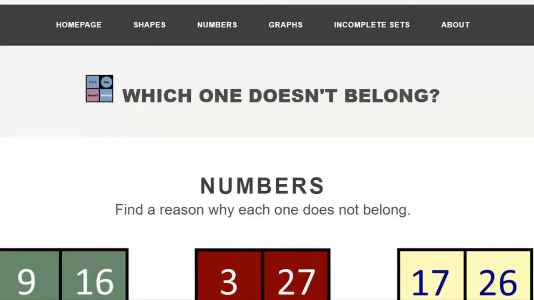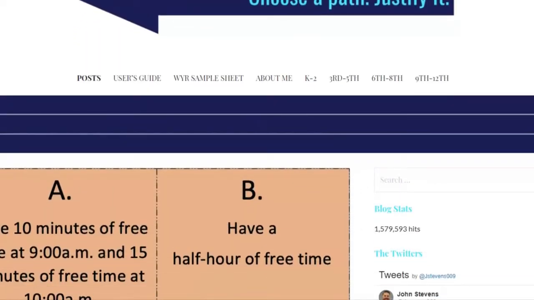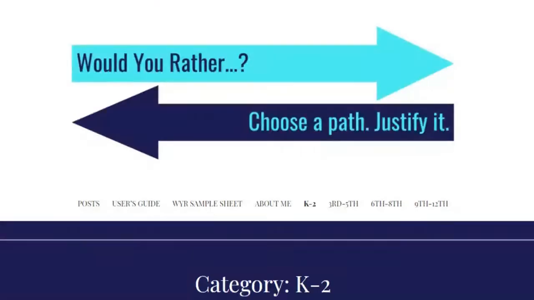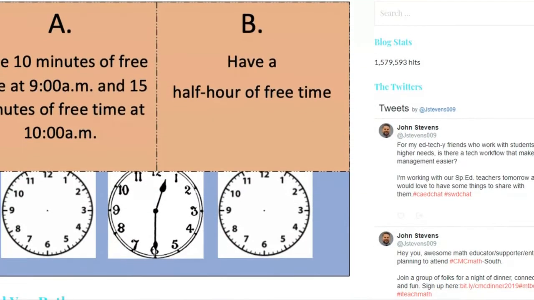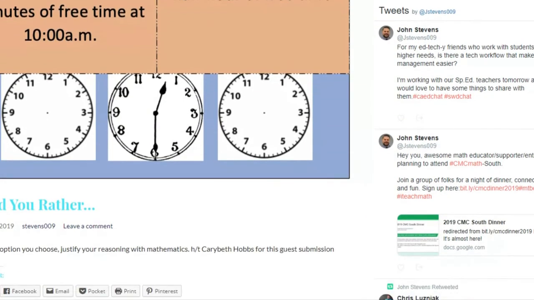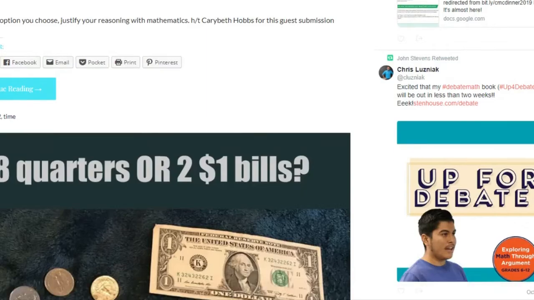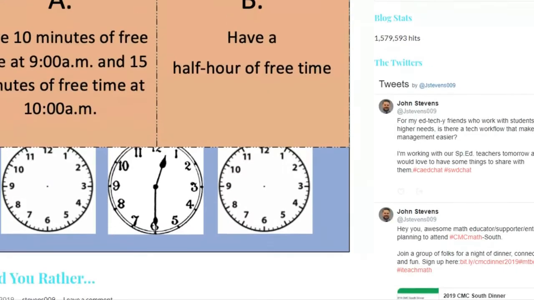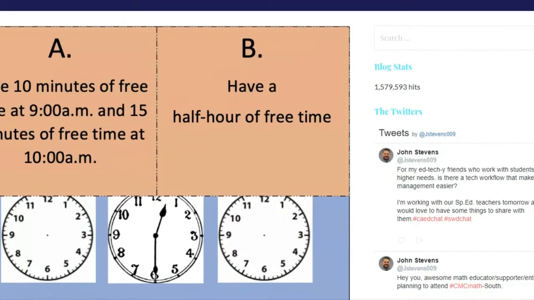The next one is Would You Rather, and they have to choose a path and justify it. So it's broken down. If I was in a K through 2 classroom: would you rather have 10 minutes of free time at 9 a.m. and 15 minutes of free time at 10 a.m., or have half an hour of free time? They really have to think, justify, do some work, and be able to discuss and justify their answer. And we can do this verbally or we can do it in writing.